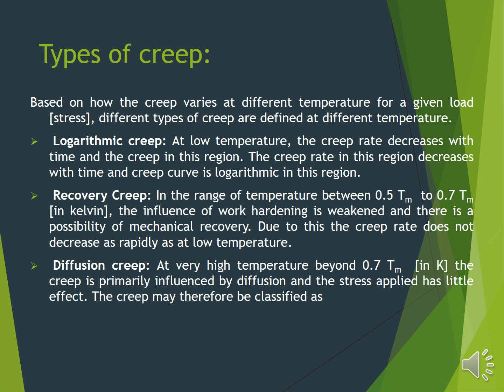So what happens at very low temperature? The hardening is weakened, and there is a possibility of mechanical recovery. That means deformation doesn't occur. Now the third one is diffusion creep. At very high temperature, beyond 0.7 Tm in Kelvin, the creep is primarily influenced by diffusion and the stress applied has little effect.